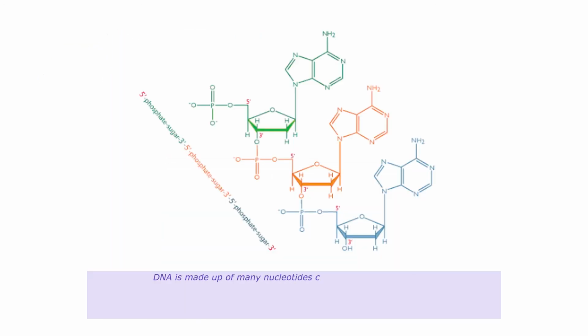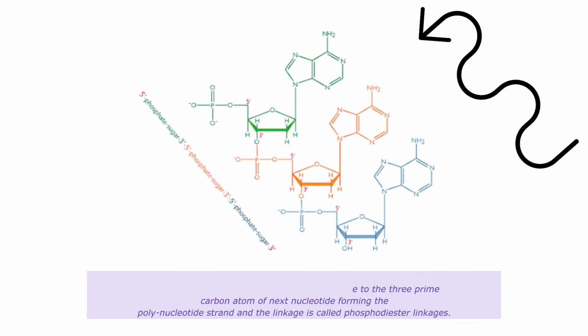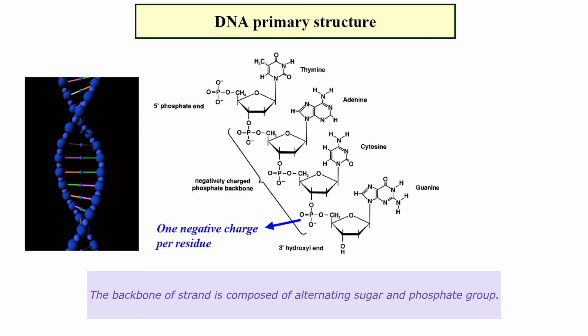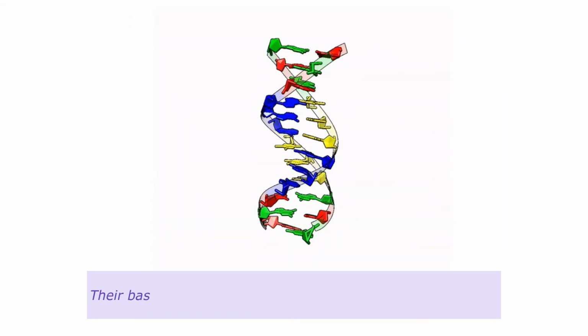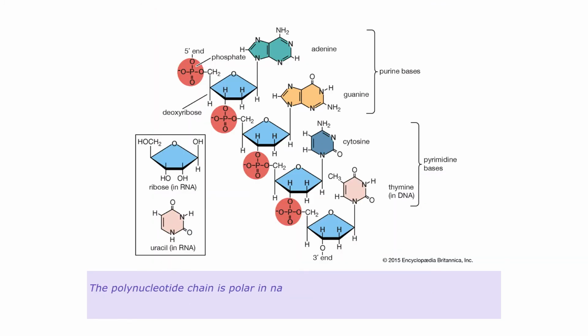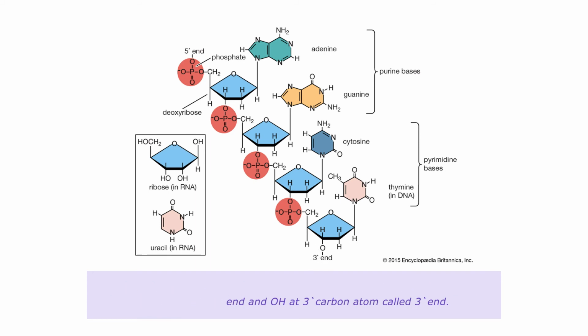Polynucleotide strand. DNA is made up of many nucleotides connected by covalent bond, which joins 5' phosphate group of one nucleotide to the 3' carbon atom of next nucleotide, forming the polynucleotide strand, and the linkage is called phosphodiester linkage. The backbone of strand is composed of alternating sugar and phosphate group. Their bases project away from the longitudinal axis of strand. The polynucleotide chain is polar in nature, that is, it contains phosphate group at 5' carbon called 5' end and hydroxyl group at 3' carbon called 3' end.